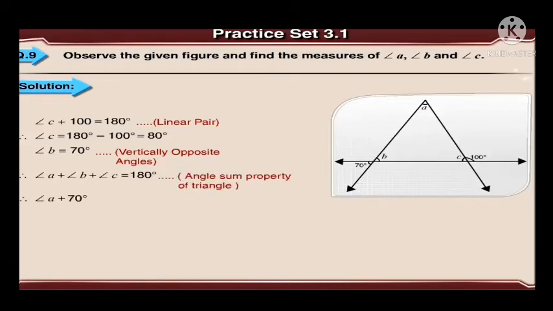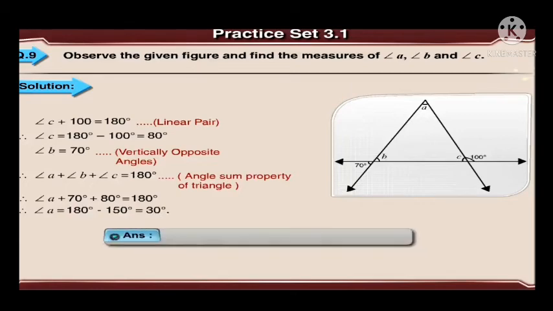Therefore, angle A plus 70 degrees plus 80 degrees is equal to 180 degrees. Therefore, angle A is equal to 180 degrees minus 150 degrees, that is equal to 30 degrees. Now, the answers are: measure of angle A is 30 degrees, measure of angle B is 70 degrees and measure of angle C is equal to 80 degrees.